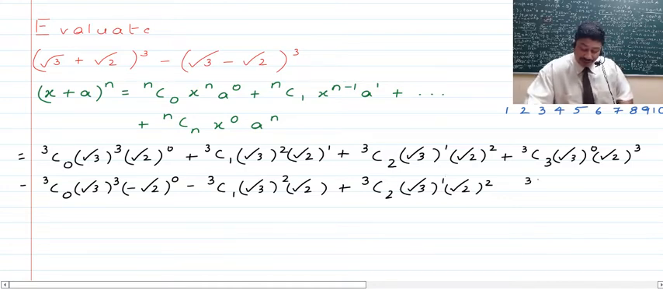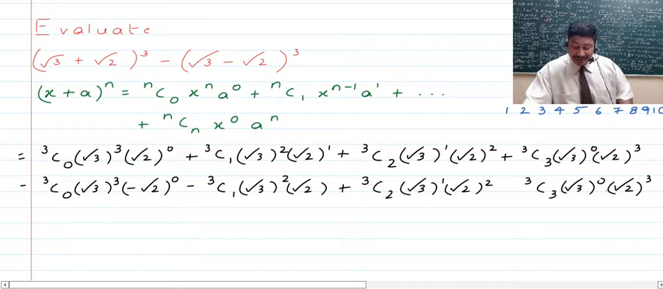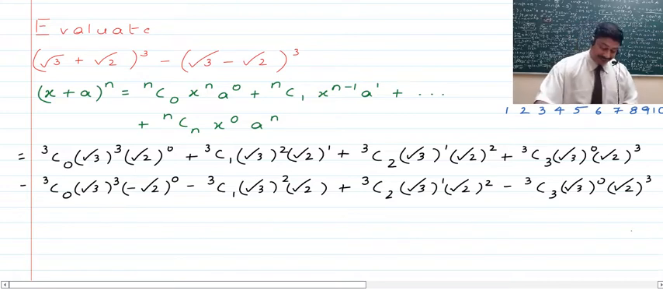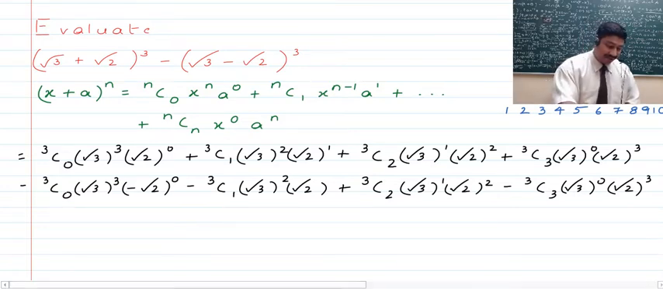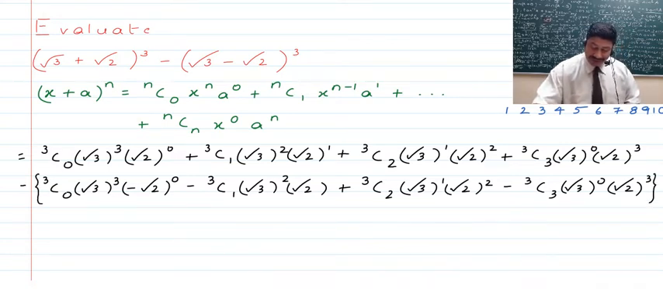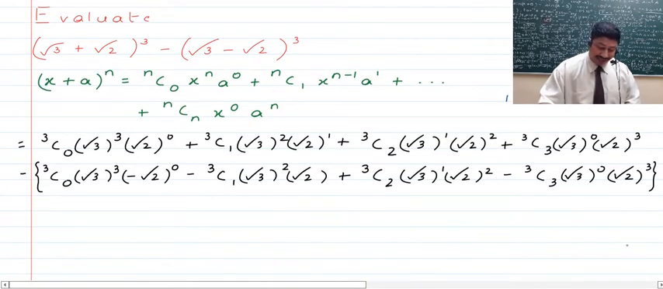Then children, we have 3c3 root 3 raised to the power 0 and root 2 raised to the power 3, as it was minus root 2 raised to the power 3, so minus into minus into minus will become equal to minus. Now children, we will try and cancel off those terms which are alike, right, and with opposite signs. So we find that if here we talk about a minus sign, the minus sign is applicable to all of these terms, so we require to put up a bracket here, and thus those which are with opposite signs after the application of the minus sign are going to be cancelled off.